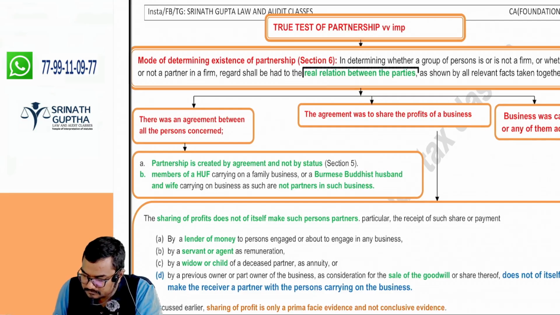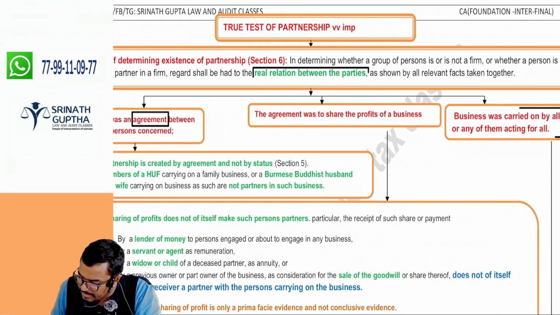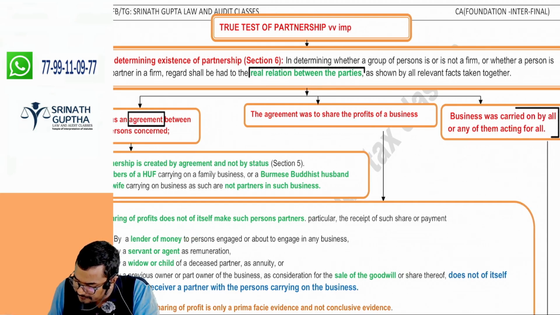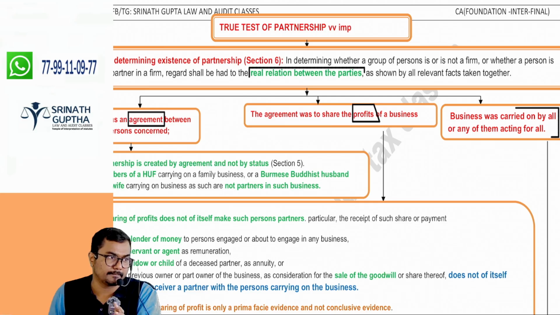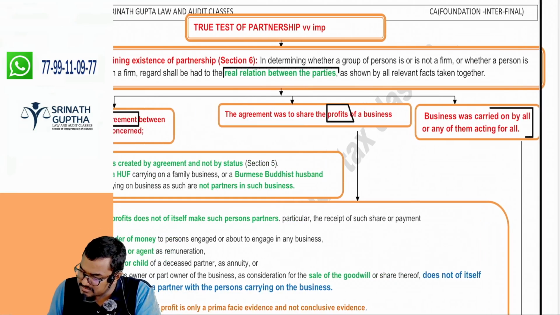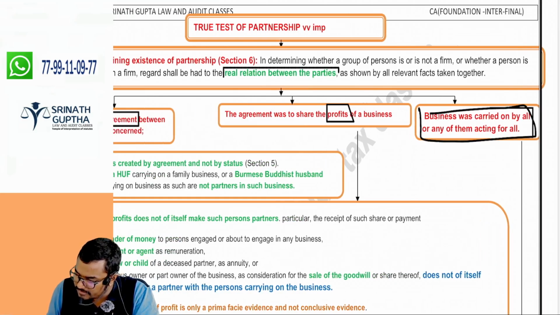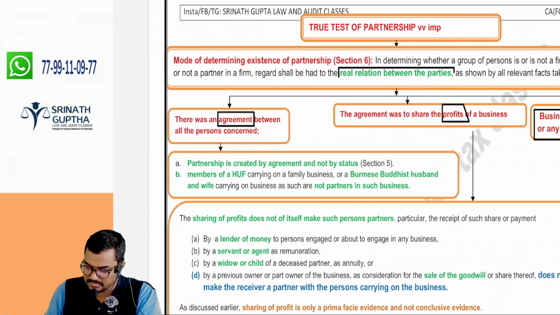There must be agreement, and there must be sharing of the profits. These two are the secondary evidence. The primary evidence is that the business is carried on by all, or any one of them acting for all. That is the mutual agency. So there must be an agreement.